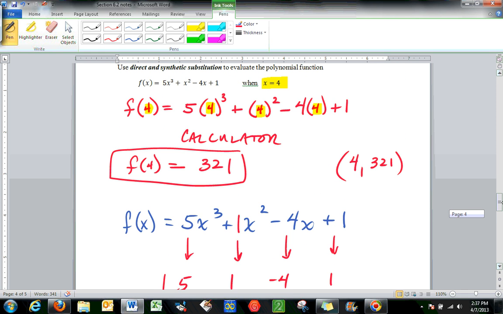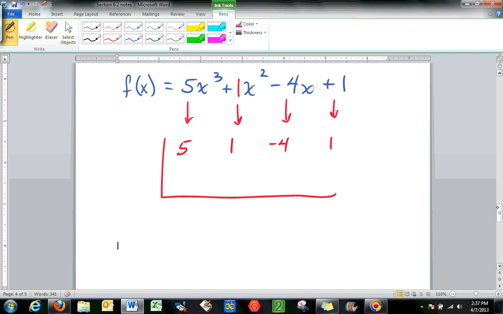And again, we were evaluating this function for x equals 4. So the 4 is going to go on the outside. My first step in this process is to drop the 5 down to the outside of the box, and that'll be my starting place. And I will multiply the 5 times the 4. So 5 times 4 will give me 20. So I'll put that value right there.